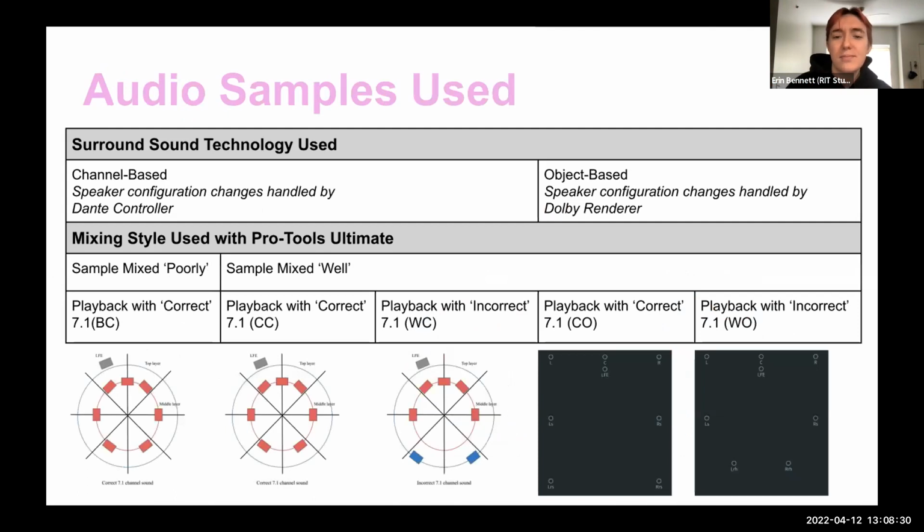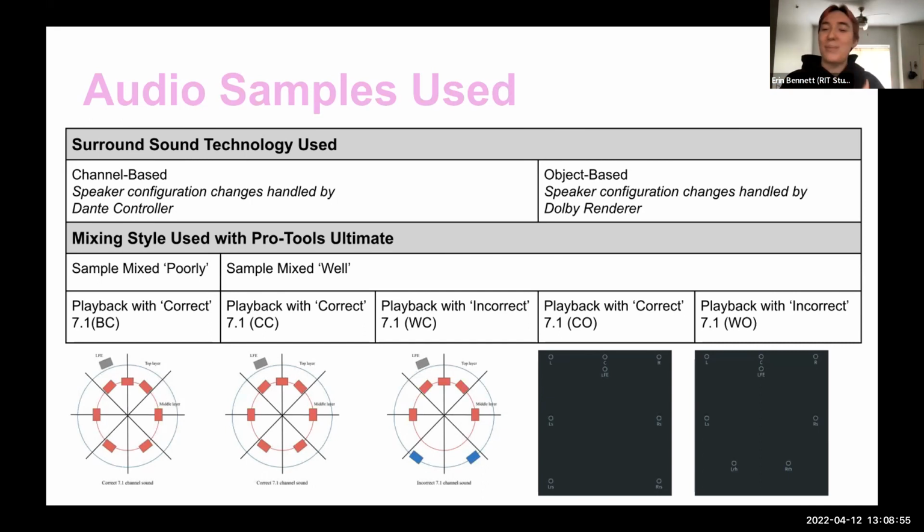Cool. So I discussed the two different speaker configurations, but all in all, there's 5 different types of audio samples that I used because I was comparing channel-based with the correct and the wrong, and object-based with the correct and the wrong. So the 5th sample was actually a baseline sample. I included it to be vastly different from the other 4 just to evaluate if people were actually listening critically.